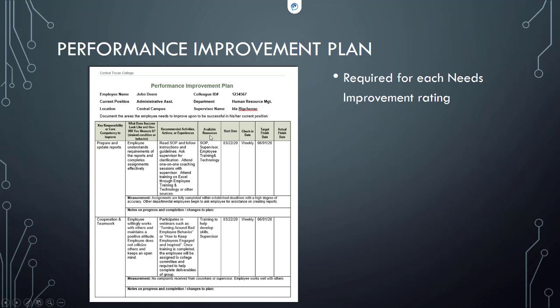And here is where you list those available resources. The SOPs, the supervisor, employee training and technology. You give a start date. That's going to be the date that you initiate this performance improvement plan. You tell them when you're going to follow up with them.